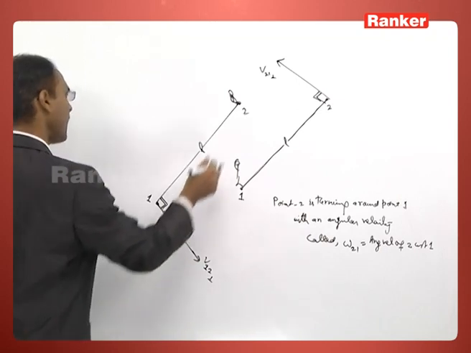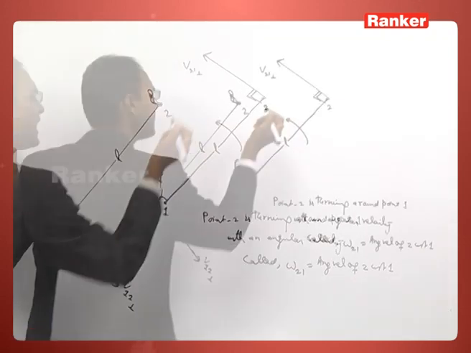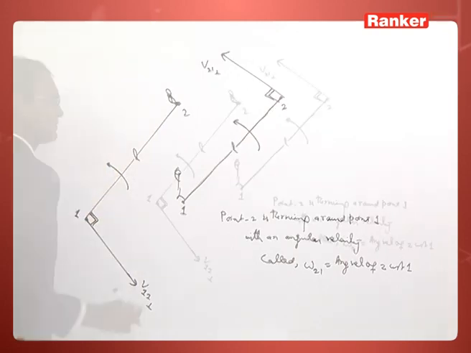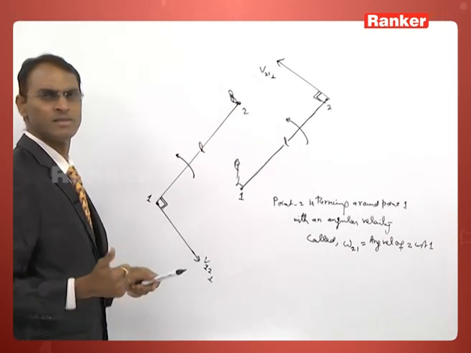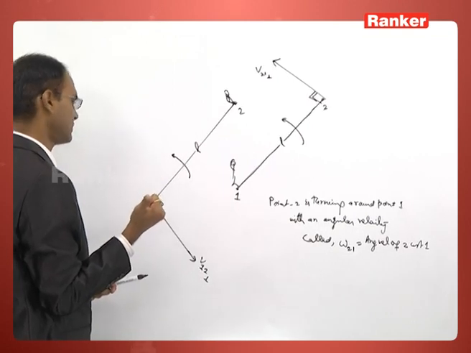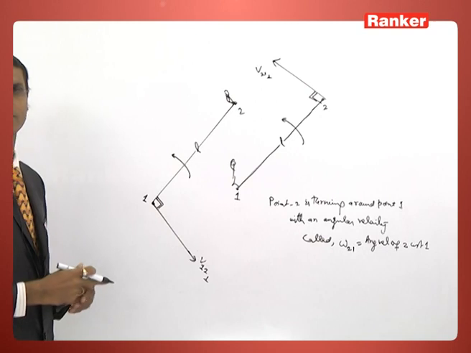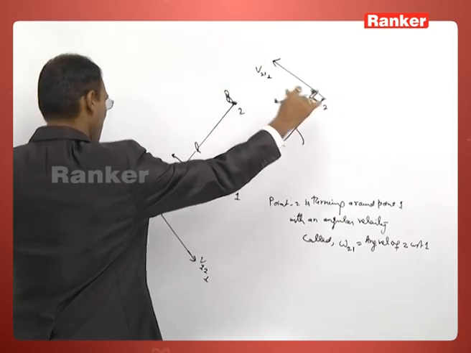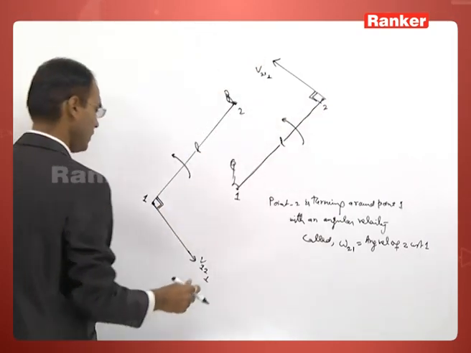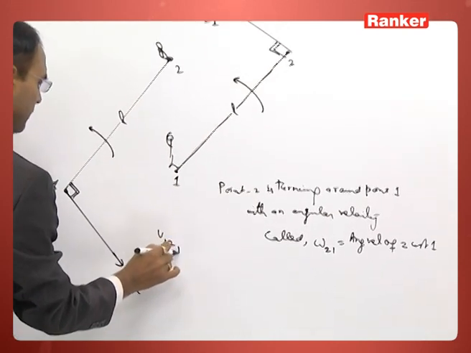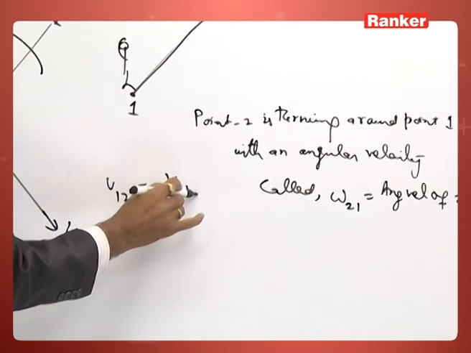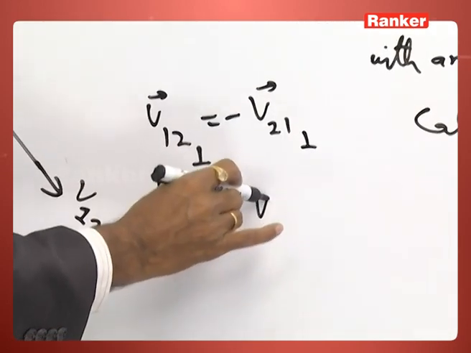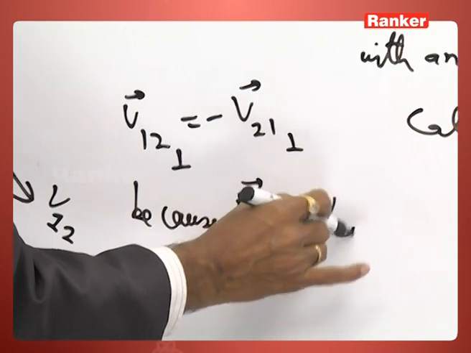Well, when you say from 1 particle 2 turns in this sense, and this sense is anticlockwise, this sense also is anticlockwise, but the senses of translation are totally opposite. v12 perpendicular is equal to minus v21 perpendicular, because v12 is equal to minus v21.